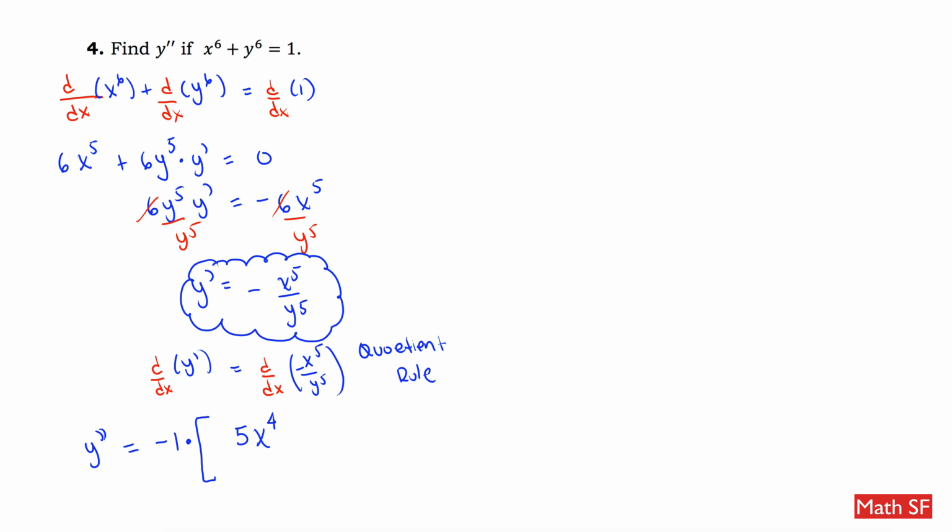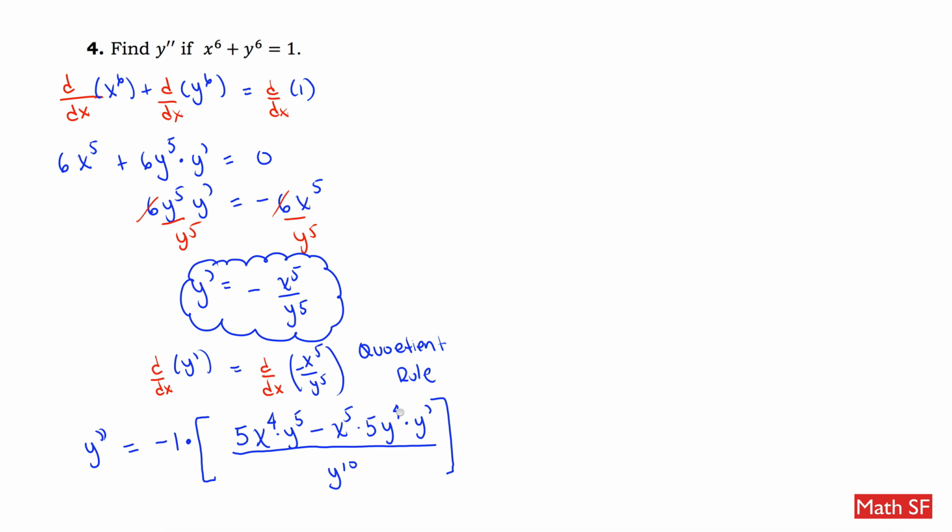Okay, so we're going to have 5x to the 4 times the second function, minus the first function times the derivative of this guy, which is actually 5y to the 4 power times y prime. We're using the chain rule there. All of this is being divided by the bottom part squared, so it will be y to the 10.